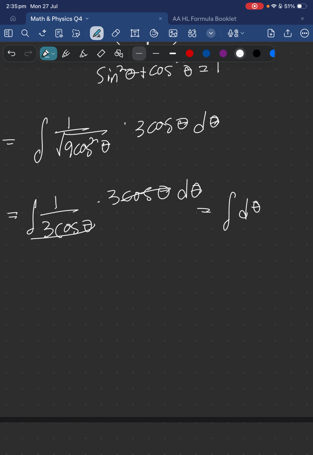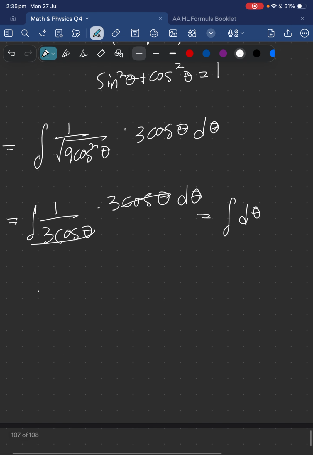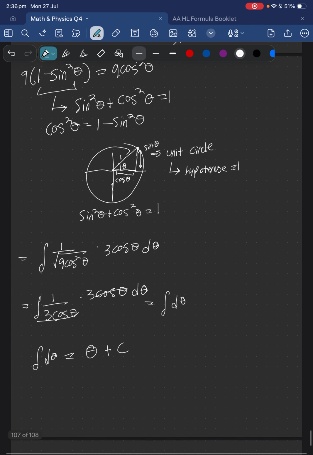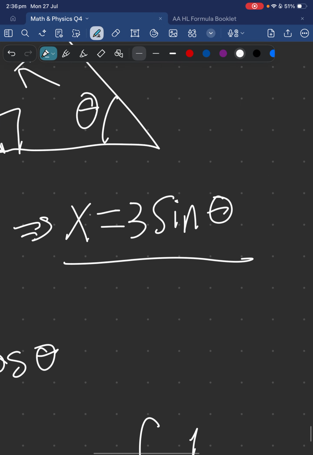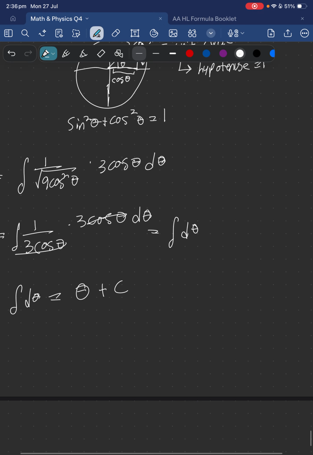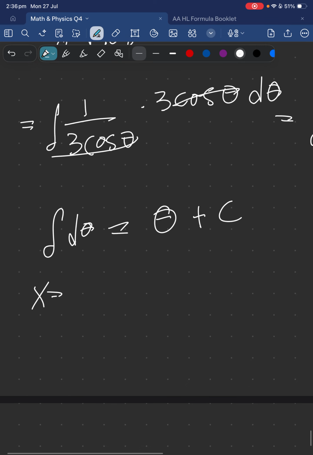And now we're going to integrate that. So the integral of d theta is just theta plus c. And we said earlier, up here, we said x is equal to 3 sine theta. So I'm just going to write that again. x is equal to 3 sine theta.